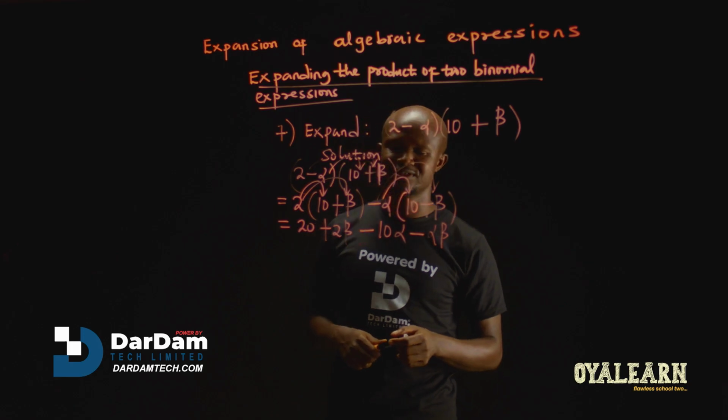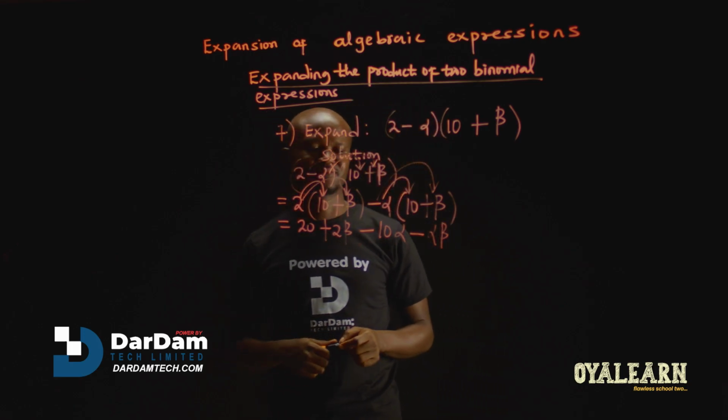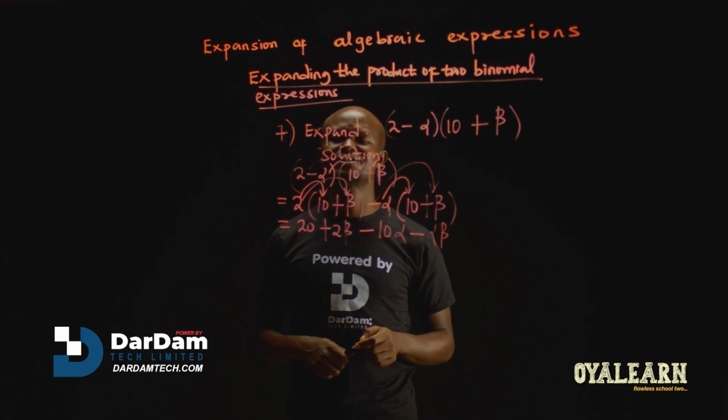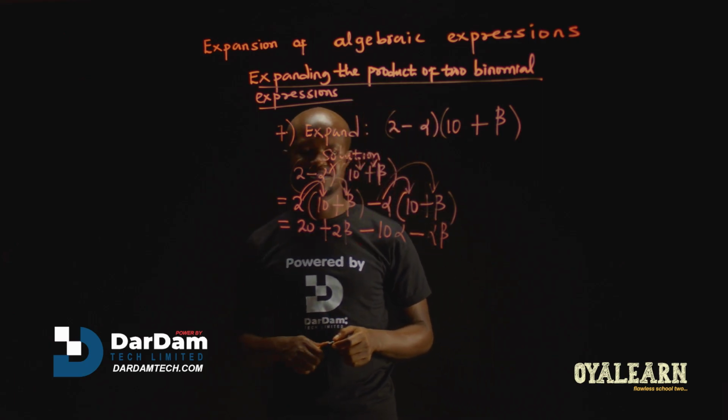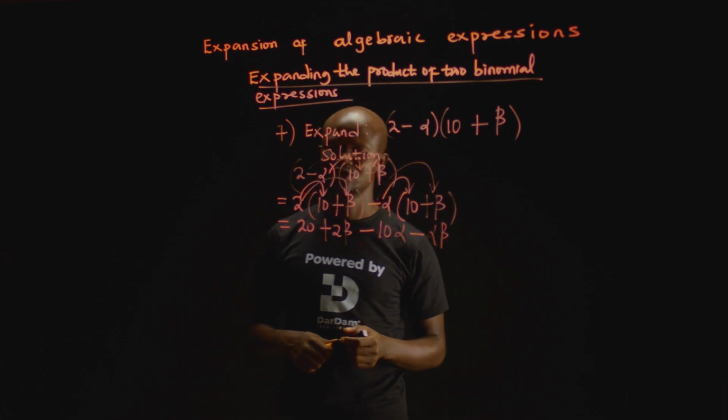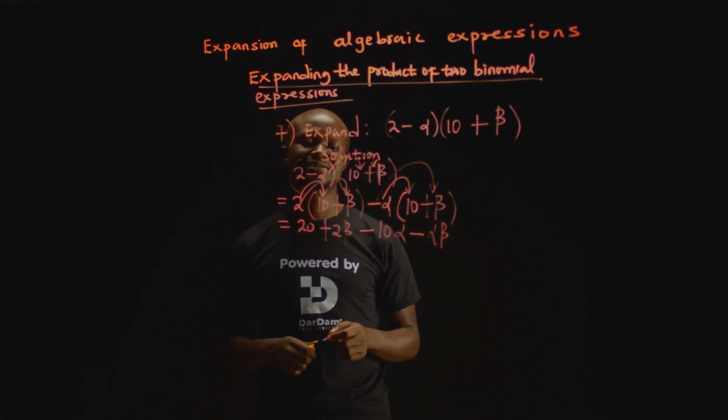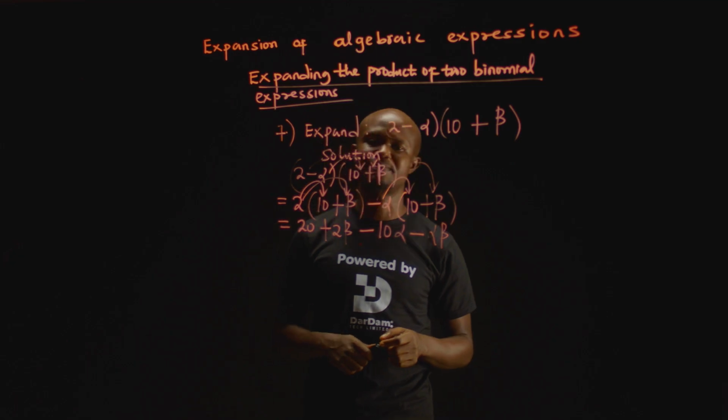Now we have 4 terms here. And these 4 terms are unlike terms. Hence, the answer to this problem is 20 plus 2 beta minus 10 alpha minus alpha beta.